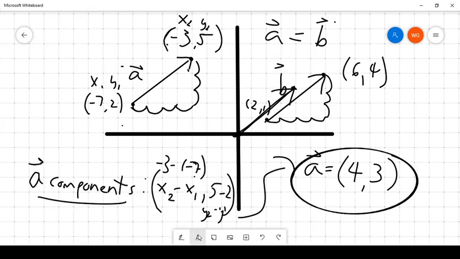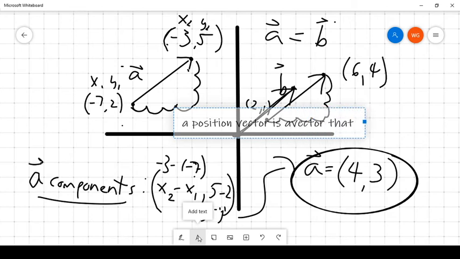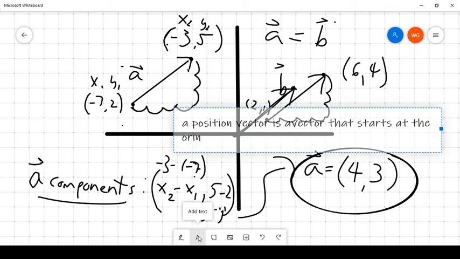I think that's the last point I want to end off on: a position vector, I'll write it over here, is a vector that starts at the origin and then just goes to some predetermined point, okay? All right, so that was just a little bit of an introduction to plotting vectors on the Cartesian plane. We will be doing a lot more of that, okay?